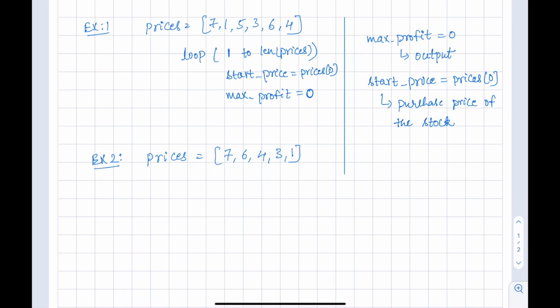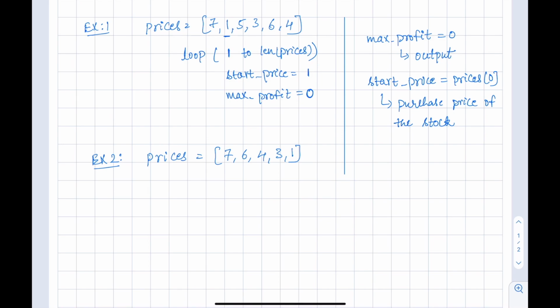Okay, so on day 2, the price of the stock is 1. Since it is lower than the current start price, what are we going to do? Instead of purchasing it on day 1, I am going to purchase my stock on day 2. Then my start price is going to be 1 in this case, and there is no profit that can be achieved because 1 minus 7 is minus 6, so we are not updating the max profit.